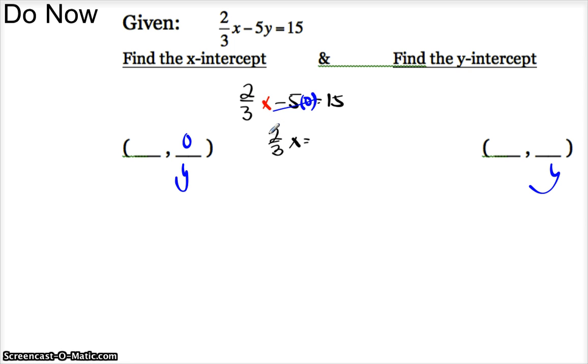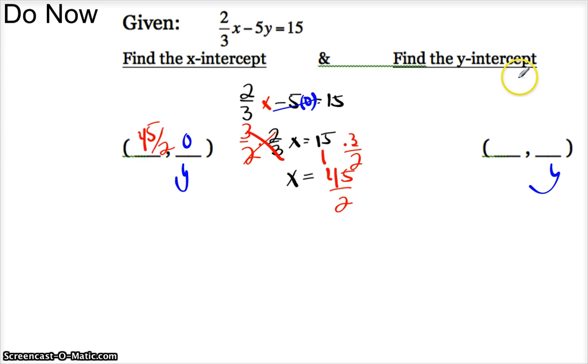2/3 x equals 15, and I'll multiply the reciprocal on both sides. 3/2 times 2/3. These cancel, again they make a 1, and our x value is equal to 45/2. 15 times 3 is 45 over 1 times 2, which is 2. 45/2. Now, inversely, if we're looking for the y-intercept, we know that our x value should be equal to 0.